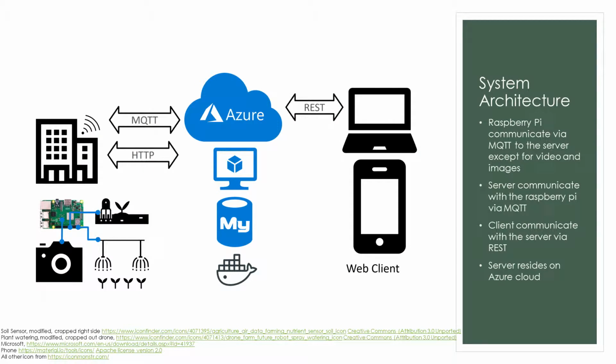Here we see the rough diagram of the system. The different sensors are connected to the Raspberry Pi via its ports. The Raspberry Pi is connected to the server via Wi-Fi on the premise. The back-end server is hosted on the Azure cloud using Docker and VM. The user is then able to view the web application via their devices.